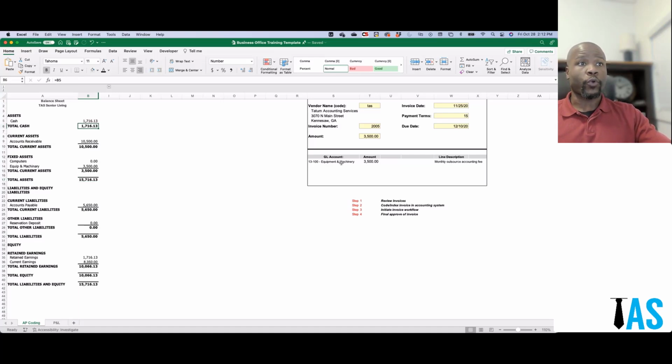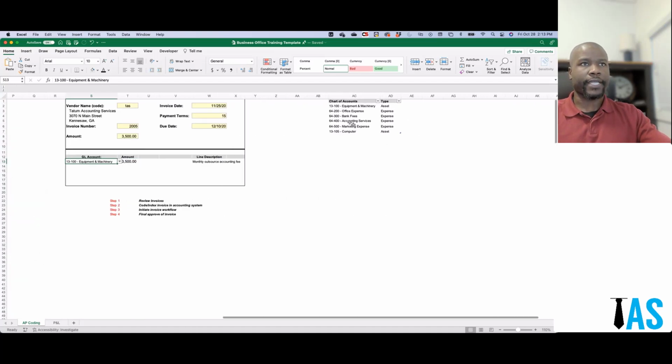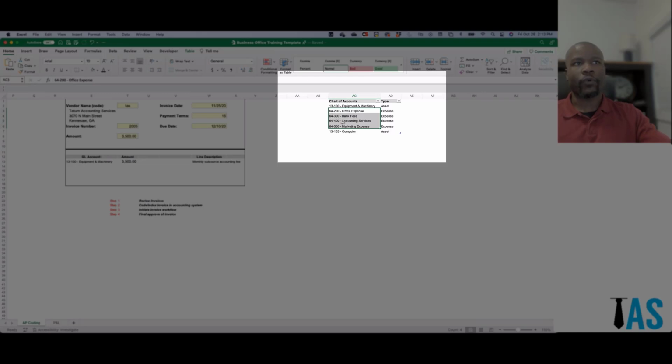So know that when you're recording that, and it typically is going to be, let's go over here to this chart of accounts. You notice the expenses start with 64, right? The chart of accounts can look different when you're talking about account numbers. You can have 4 digits and a dash, you can have no dash, but all the expenses you see start with 64. And then our assets are 1,300.